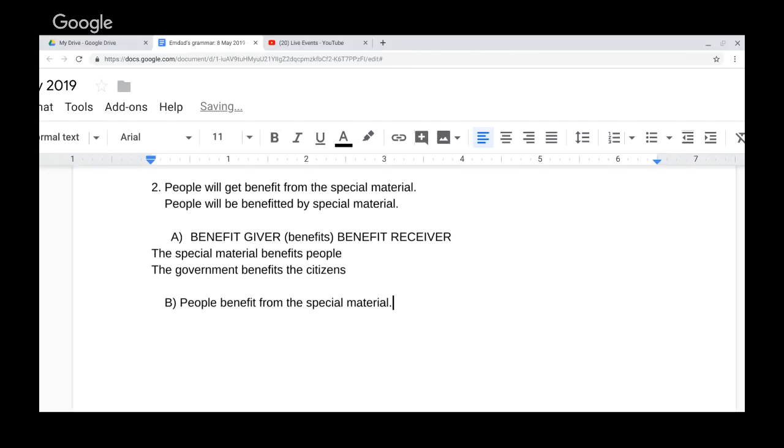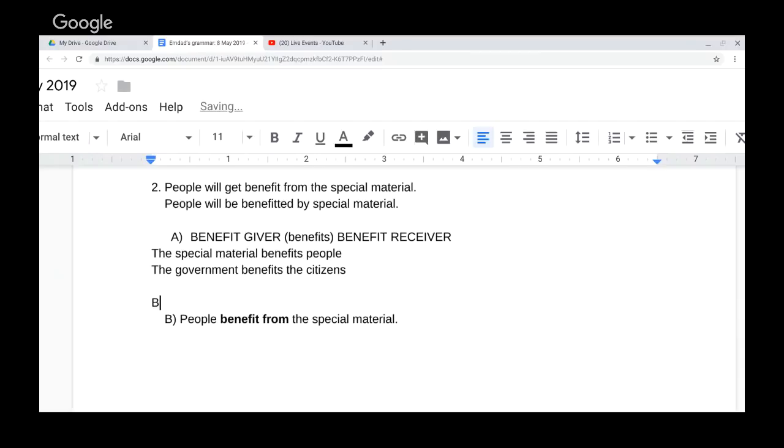So this time, what is people? People is the benefit receiver. And who is the benefit giver? Special material. You see, what sort of structure did I use here? Let me highlight it. I used benefit from. Is it clear? So let's write this rule here.